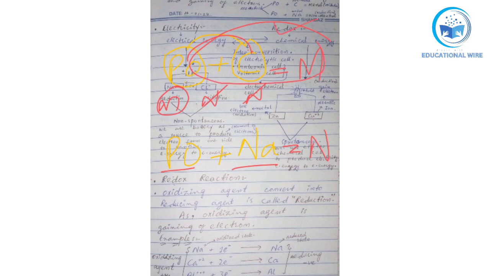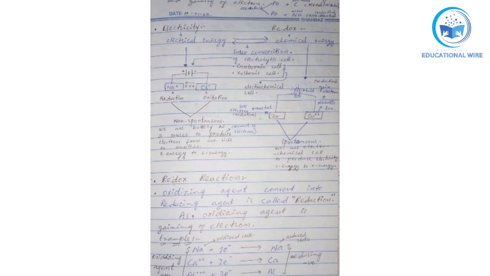by which this metal process is called the oxidation, meaning losing of electron, and this non-metal is called reduction, like gaining of electron, that we have done on the previous page. Now let's move further.